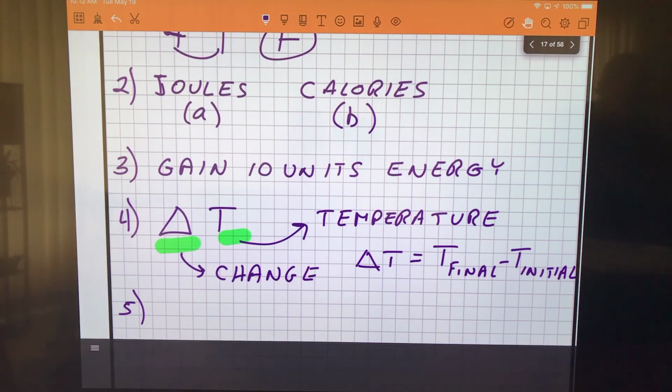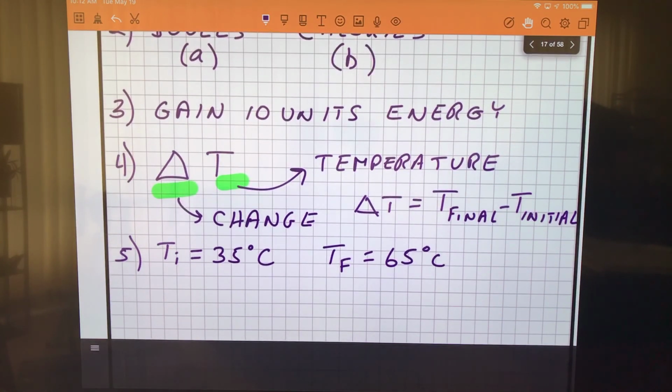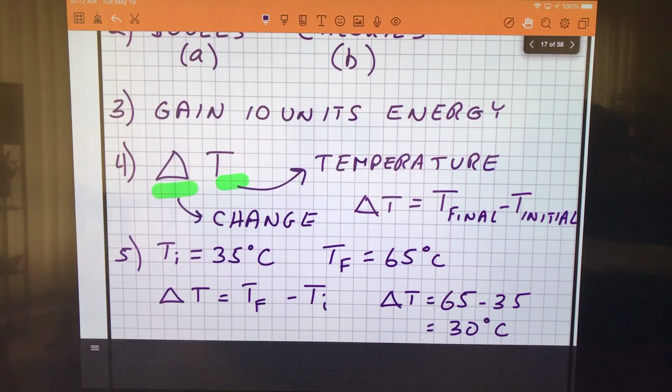All right, so in number five, we said that the initial temperature was equal to 35 degrees Celsius, and the final temperature was equal to 65 degrees Celsius. So when you look at our equation, delta T is equal to temperature final minus temperature initial. So delta T is equal to 65 minus 35. So delta T is equal to 30 degrees Celsius. Okay? And that's the final answer: delta T, temperature final minus temperature initial.